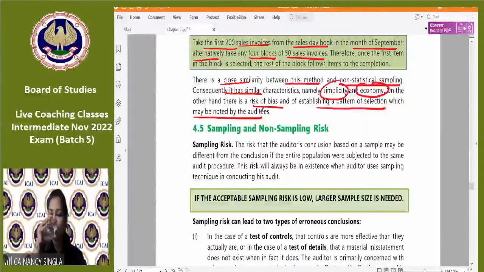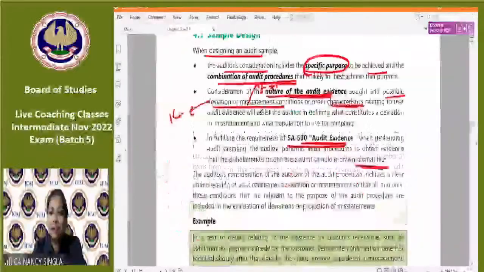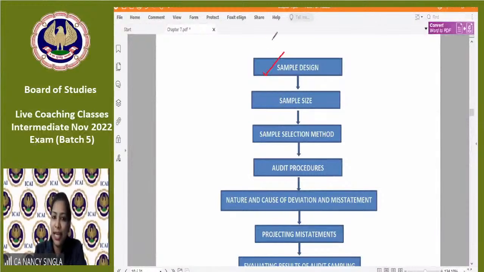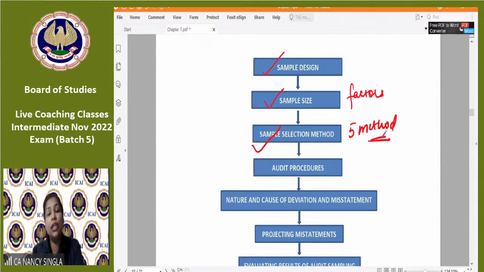Clear? So with this, we have done 3 steps of the sampling process. We started with sample design. We did sample size, whereby we discussed various factors, if you remember, and in sample selection we have done 5 methods. And I hope all of your queries related to the earlier topic, that is stratification and value weighted, are now clear. Okay? So quickly send in your replies, clear or not?